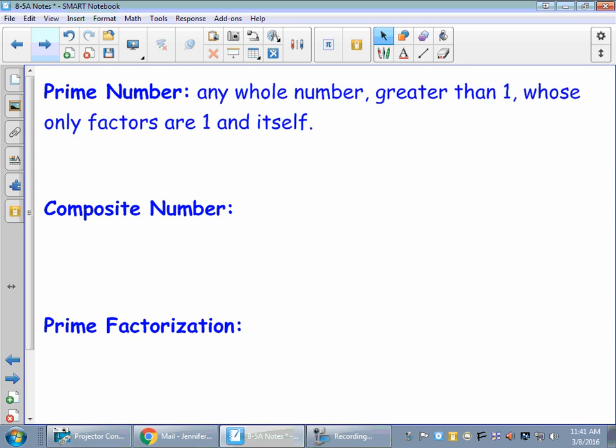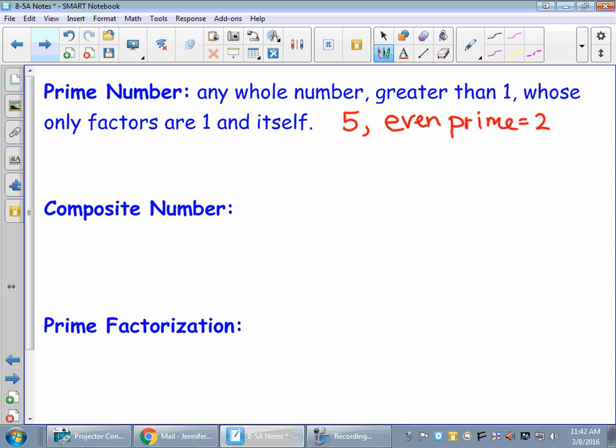A prime number is any whole number greater than 1 whose only factors are 1 and itself. An example of that would be 5 on the other page. The only way we could break it down is we could say 1 times 5. The only even prime number is 2. The reason it's the only even prime is that any other even number has 2 in it, so they're not prime anymore.